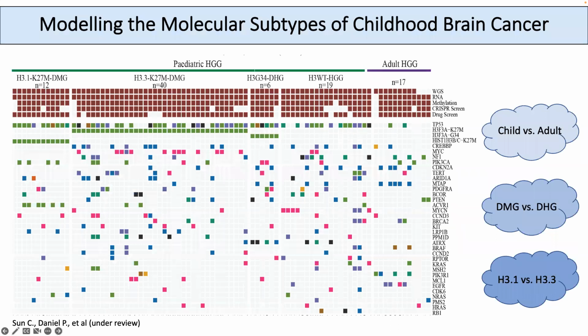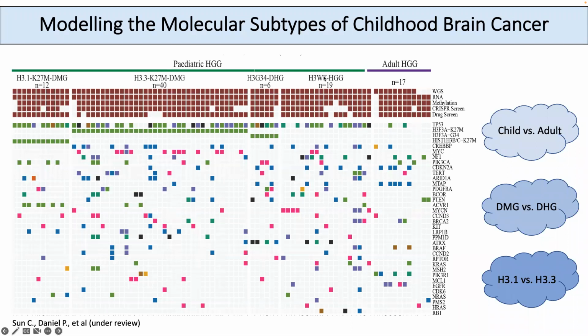And that's really shown here in this oncoplot across our cohort of lines. You can see that indeed we're able to now comprise the major subtypes of childhood brain cancers at a molecular level, and that includes the H3.1, K27M DMGs, likewise A3.3s, the G34 diffuse hemispheric gliomas, the wild types, and we also have a cohort of adult gliomas as well.